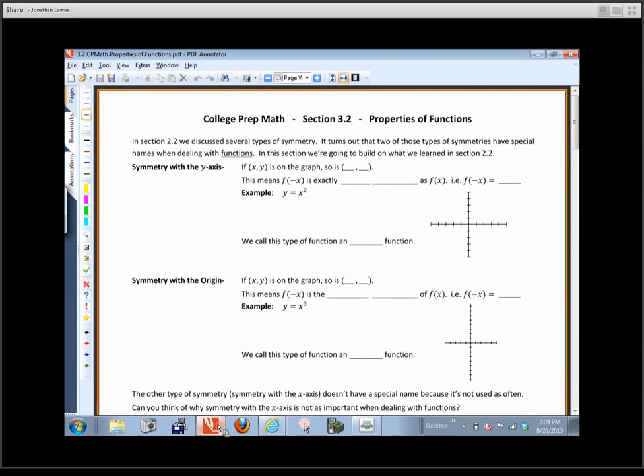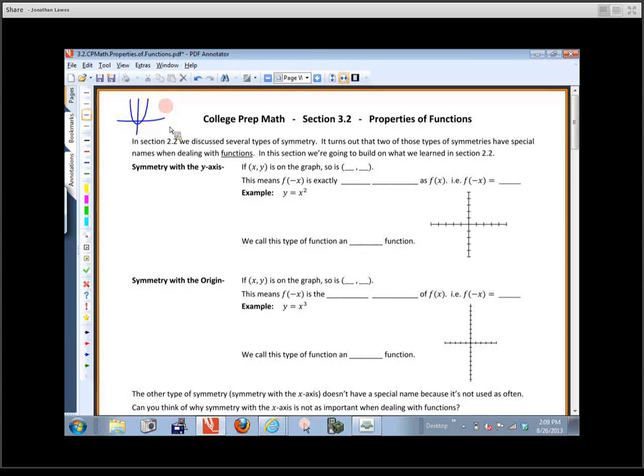So I'm gonna do part of 3.2, and then we'll finish this up tomorrow. So let's talk about some ideas that you're probably already familiar with just a little bit. If you look at a regular old parabola, it's nice because the left looks the same as the right. And so it's what we call symmetric with the y-axis. That means if you fold it along the y-axis, the right would look the same as the left.